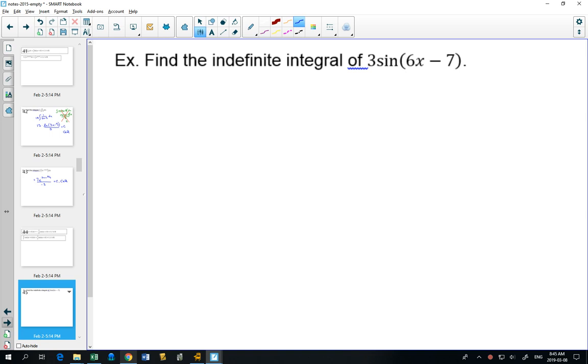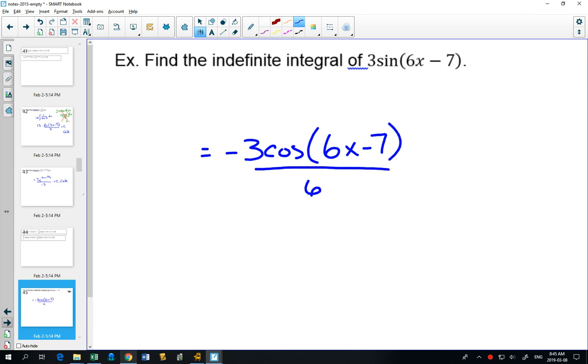Now, the other thing you have to remember is sine and cos. If I was working backwards, right, is this going to be a negative or a positive if it's sine? Working backwards, this one will be a negative. So -3 cos 6x minus 7. And a chain rule would happen where you'd multiply by 6, so we divide by 6 plus c.